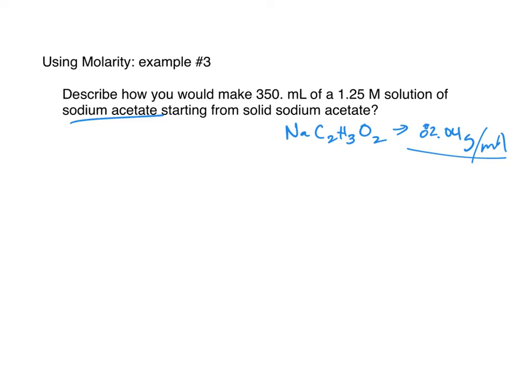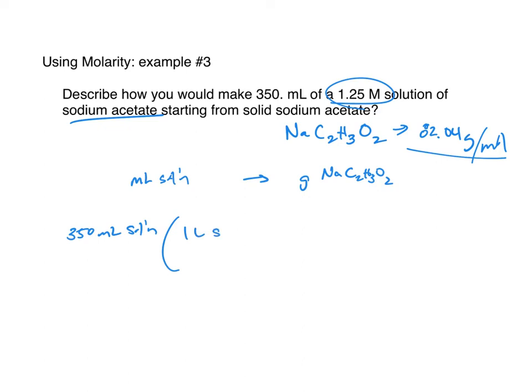which means I need to get this into a unit that I can measure, which is going to be grams of sodium acetate. So I'm starting out in milliliters of solution, and my goal unit is grams of sodium acetate. So I start with 350 milliliters of solution, and I know I have to change it because I have a concentration in terms of moles per liter. I have to change this to liters.